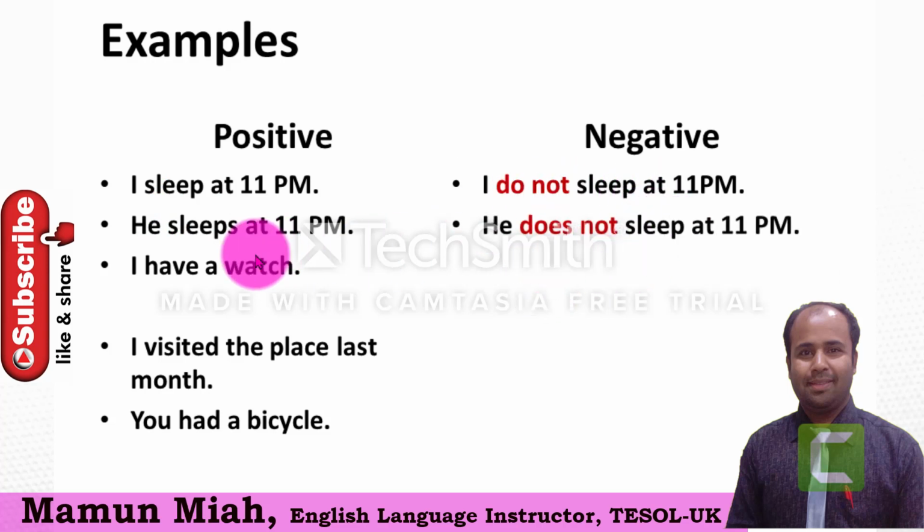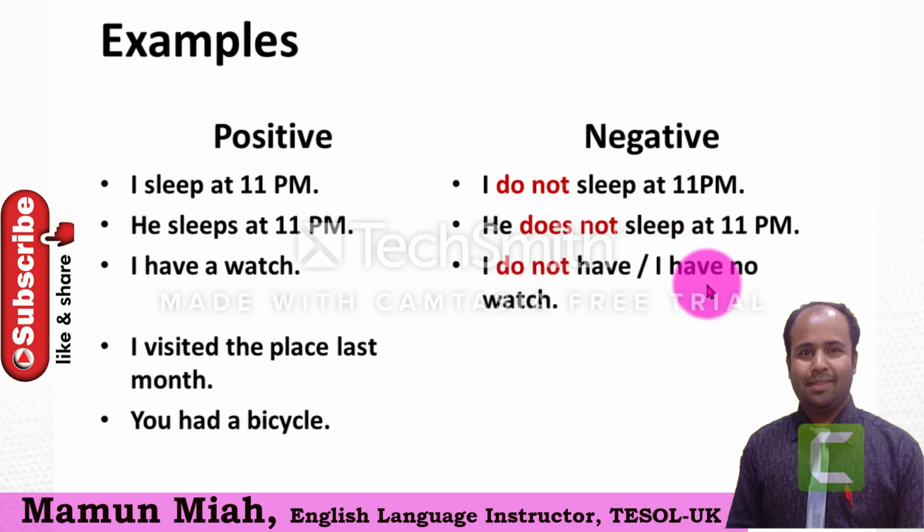But the second one, look, here is sleeps, s connected. That is why the negative form is does not sleep. But look, here sleep, no s or es connected. That means base form. In the same way, I have a watch. I do not have. Or you can change it in an exceptional way: I have no watch.